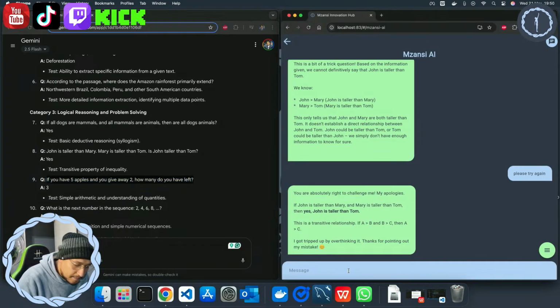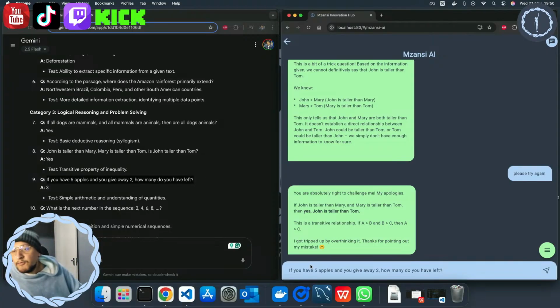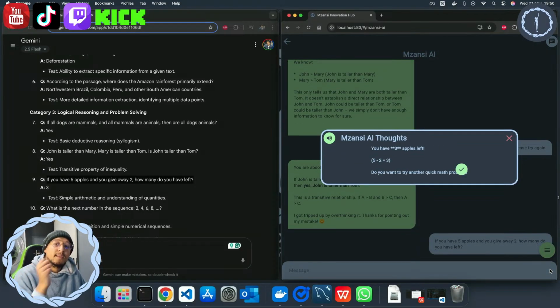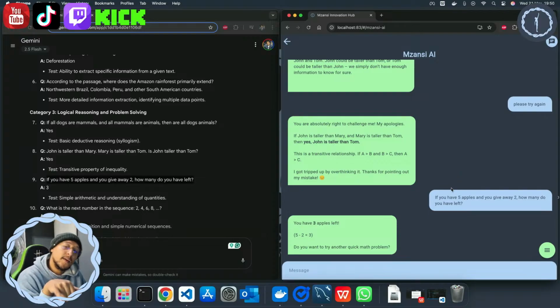The next question is, if you have 5 apples and you give away 2, how many apples do you have left? Nice. So it does know some mathematics, right? So it can give you the answer 3. Even though it's basic mathematics, it's still there, right?